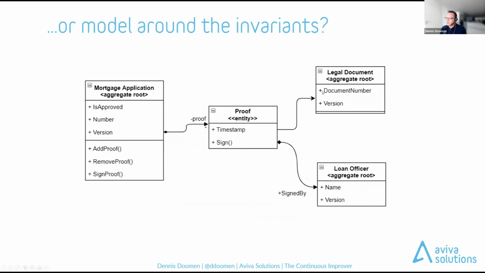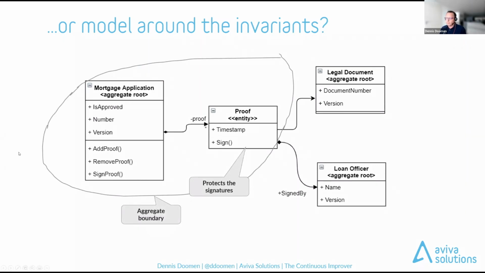It has references to a legal document and a loan officer. And in this case, what we're saying is that we make this proof entity part of an aggregate. And we have an aggregate. It protects the signatures. We have an aggregate boundary. What you may notice, if you know a little bit of UML, is that there's a little dash in front of proof. This means it's actually internal. It's part of this aggregate boundary. And what we're saying is you cannot actually touch this proof entity outside the mortgage application.